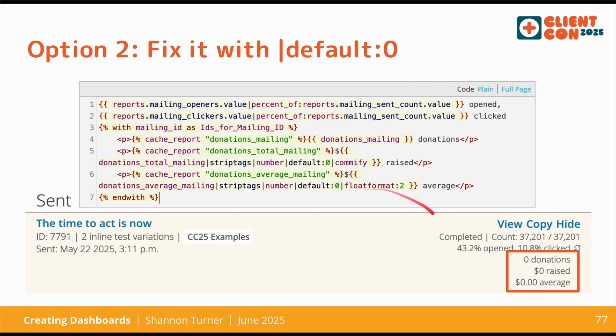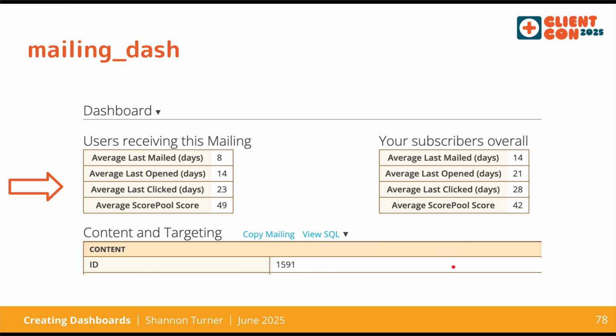And we do the same thing for average as well. So the results are $0 raised, $0 average. So this could be another option if you do want to show the results, but you want to show 0 raised, 0 average instead of hiding it altogether. So let's see another example.